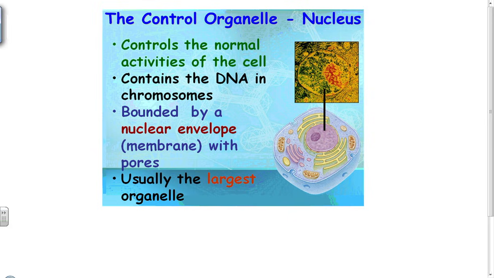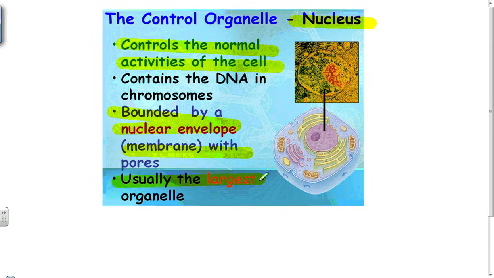One of the key organelles of the cell is the nucleus. The nucleus controls the normal activities of the cell. That's done by the DNA, which you learned about in a different chapter. It's the control center of the cell. It dictates what the cell does. It has a nuclear membrane that surrounds it and has pores in it, but separates off the DNA from the rest of the cell.